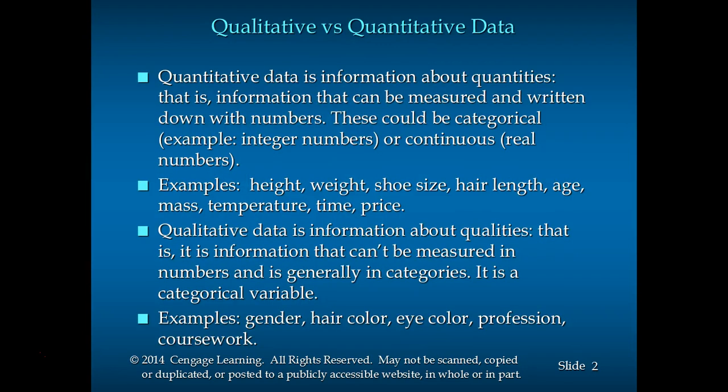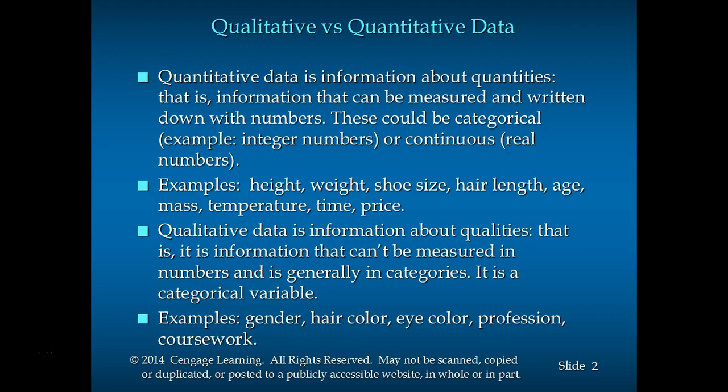So let's first talk about data. What are we talking about? There are two types of data. Quantitative data is information about quantities, that is, information that can be measured and written down with numbers. These could be integer numbers or continuous real numbers. Examples of this are height, weight, shoe size, hair length, age, mass, temperature, time, and price.